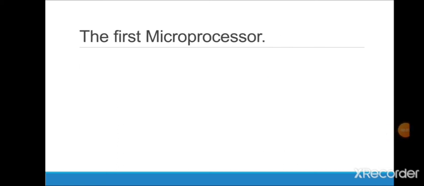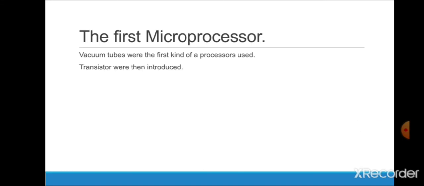Now finally, let's go through the history of microprocessors. In the early days of electrical and electronic circuits, vacuum tubes were used to control the flow of charge. Later in 1947, transistors were invented at Bell Laboratories. Transistors replaced vacuum tubes in electronic circuits.